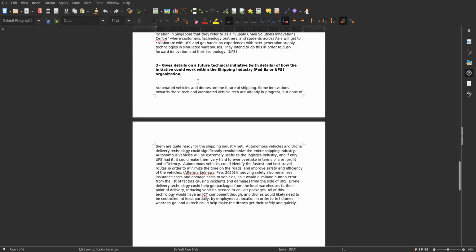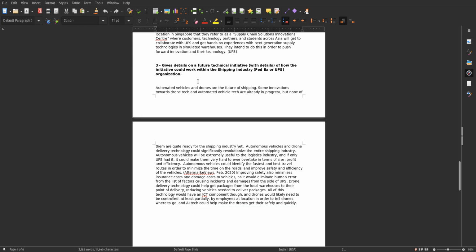One negative side would be it could potentially put people out of work, like all those drivers, but who knows? Maybe they will still have a place somewhere. We'll see. Now, autonomous vehicles and drone delivery technology could significantly revolutionize the entire industry.